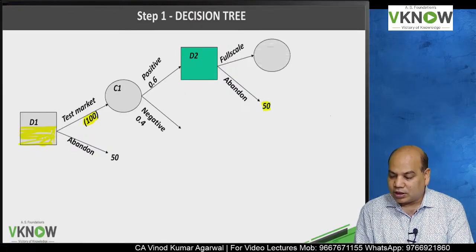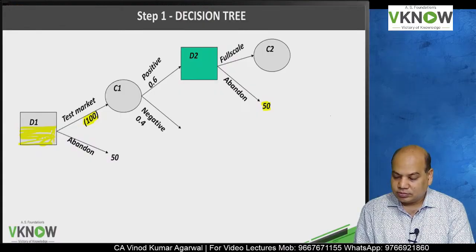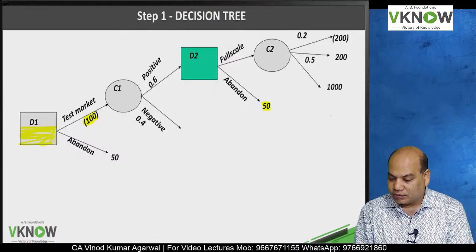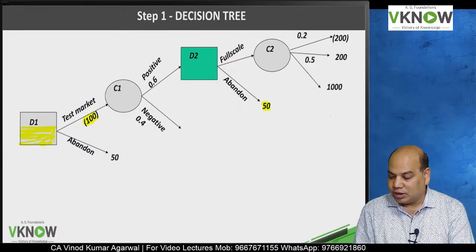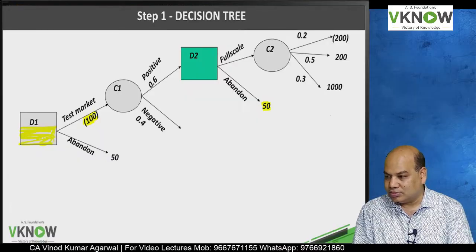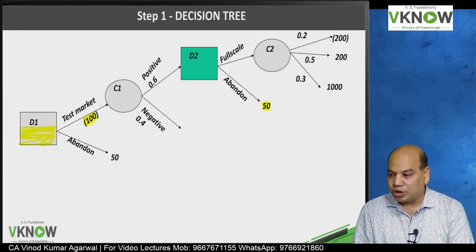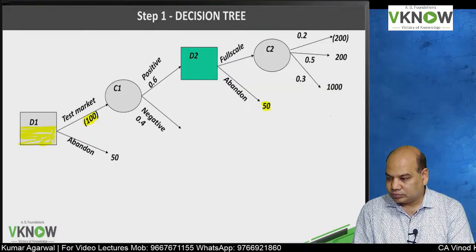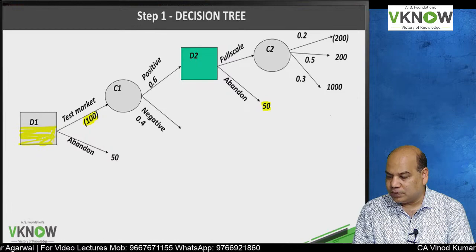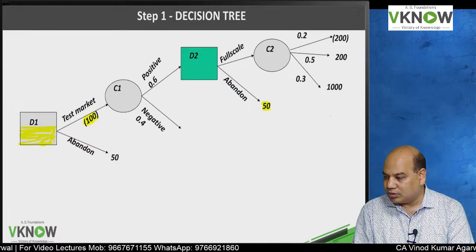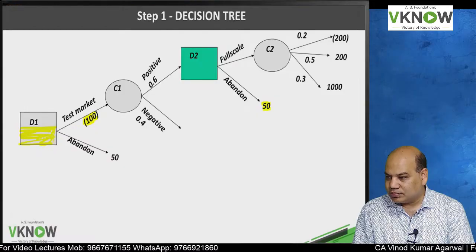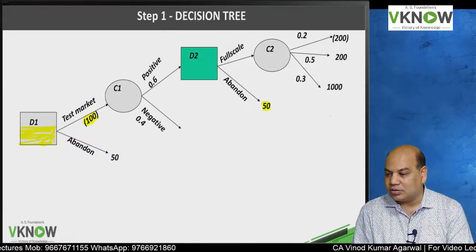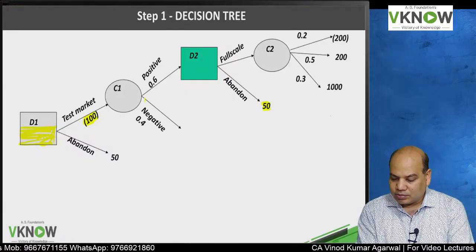If you do full scale marketing, there will be an outcome. What are the three possible outcomes? Low demand, medium demand, high demand, whose probabilities are 0.2, 0.5, 0.3, and the payoffs will be minus 200, plus 200, plus 1000. All rupees are in 1000. And now we'll come to this point.